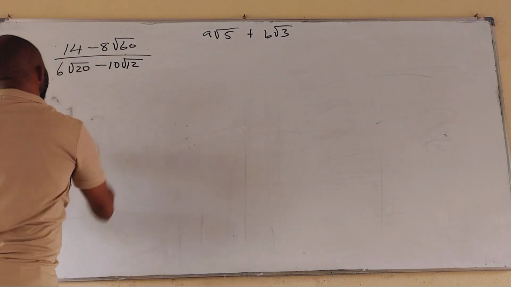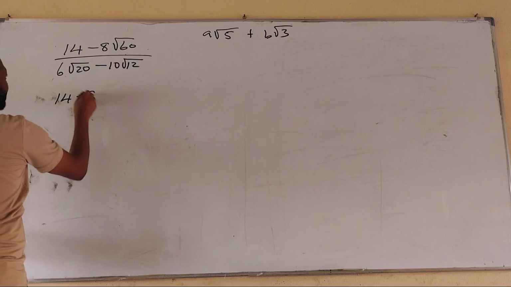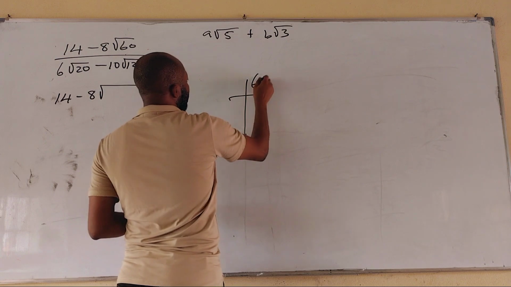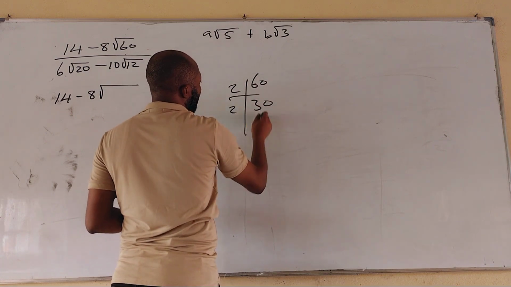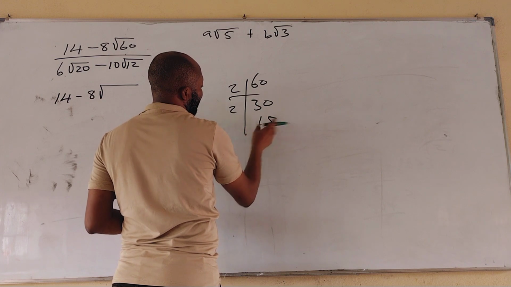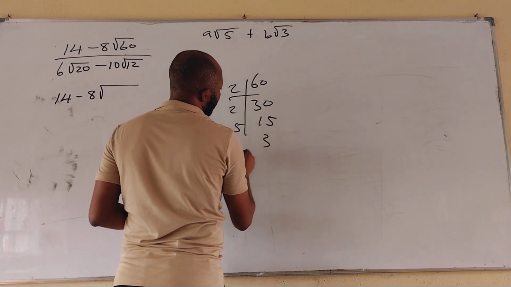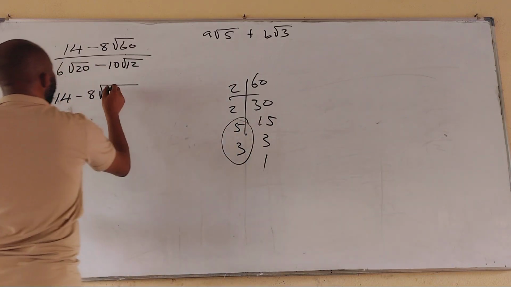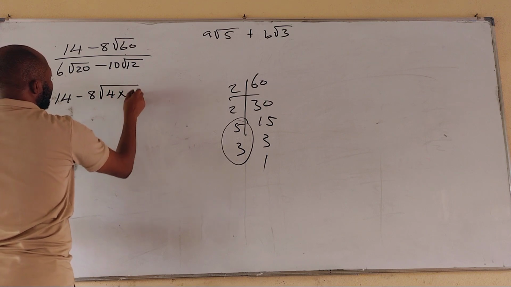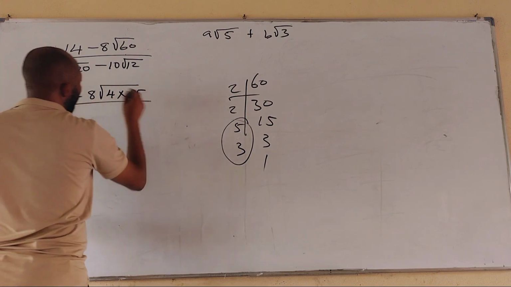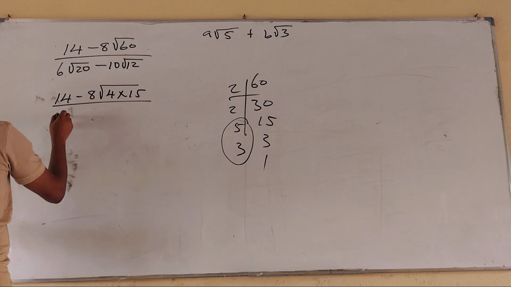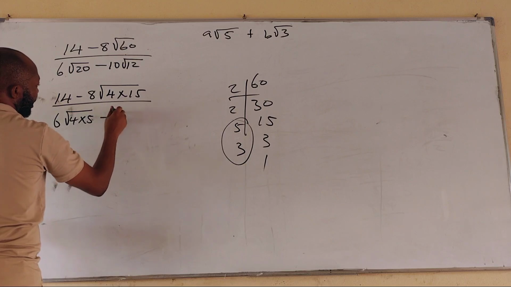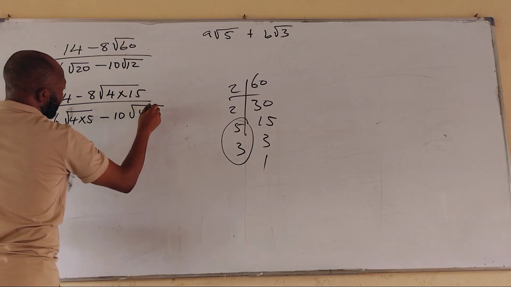Okay, here we begin. 14 minus 8 root 60. I come back here. 6 2s here will give us 30, 2 here will give us 15, and 5 here will give us 3, and 3 here will give us 1. So it's 4 times 15. So here is 4 times 15 over 6 root 20, which is 4 times 5 will give us 20, minus 10 root 12, which is 4 times 3 will give us 12.